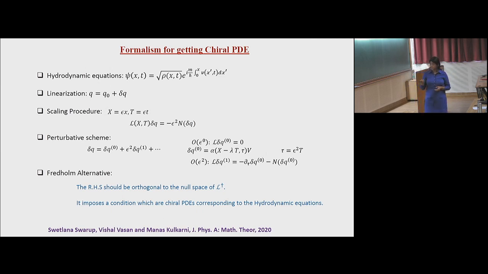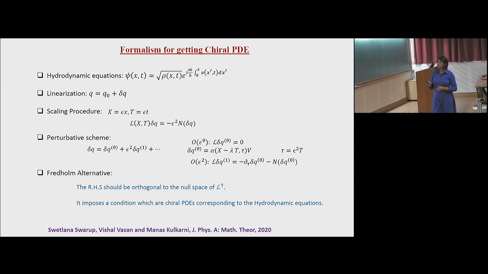For this, we use the Fredholm alternative, which states that a solution exists if and only if this right-hand side is orthogonal to the null space of the adjoint of the linear operator, which is L dagger. Now this condition, which is imposed on the right-hand side, gives an equation for this unknown function alpha of the previous order, and which happens to be the chiral PDEs for the original hydrodynamic equations.